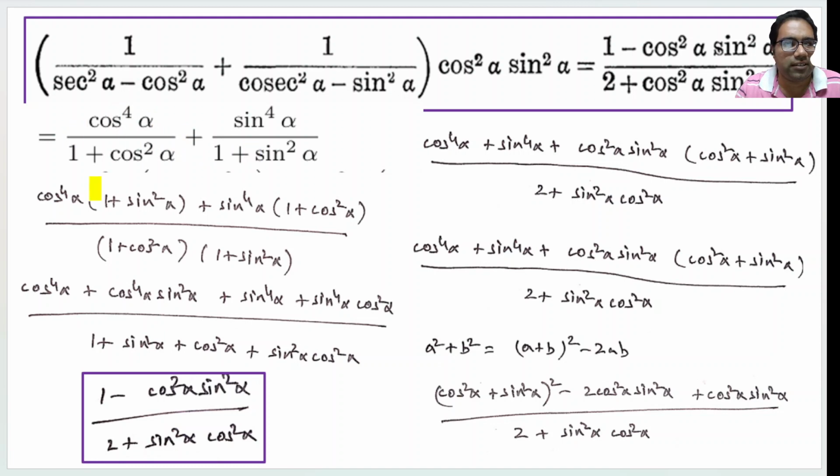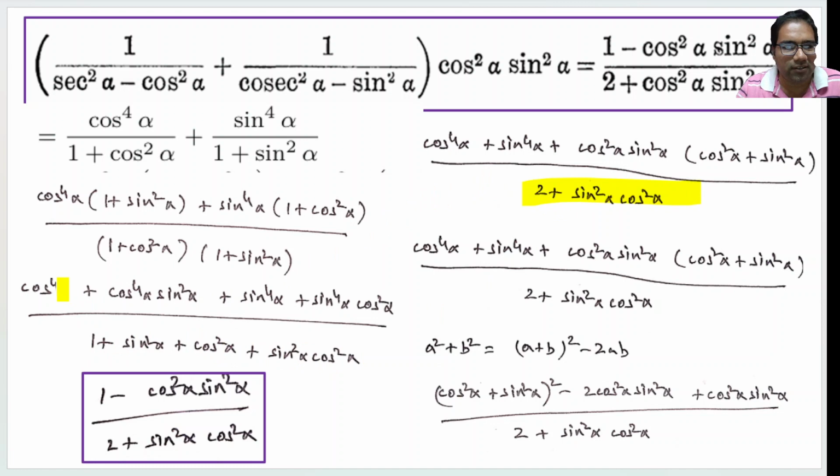Right. Now, let us do the cross multiplication. If we take the LCM, 1 plus cos square into 1 plus sine square, and cos power 4 into 1 plus sine square, plus sine power 4 into 1 plus cos square. Let us do the multiplication and expand this: cos power 4 plus cos power 4 sine square alpha, sine power 4 alpha plus sine power 4 cos square alpha. And the denominator is 1 plus sine square alpha plus cos square alpha plus sine square cos square alpha. Here we have sine square plus cos square, so this becomes 1. So 1 plus 1 will become 2. 2 plus sine square alpha cos square alpha is the denominator.